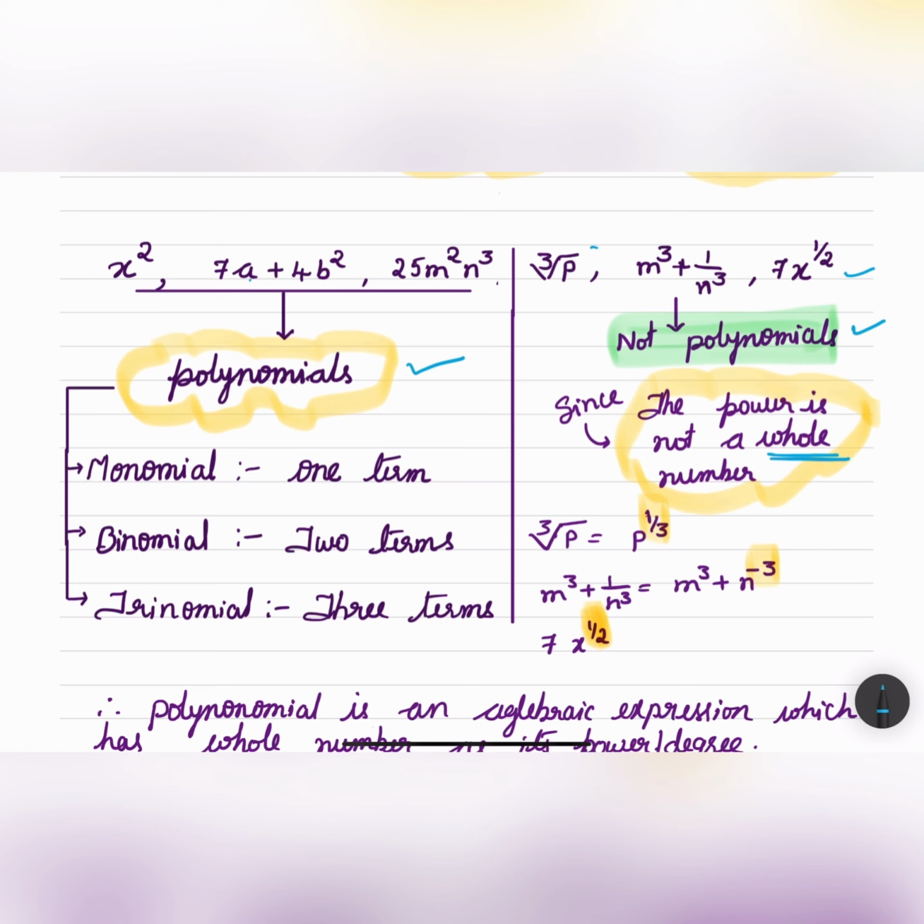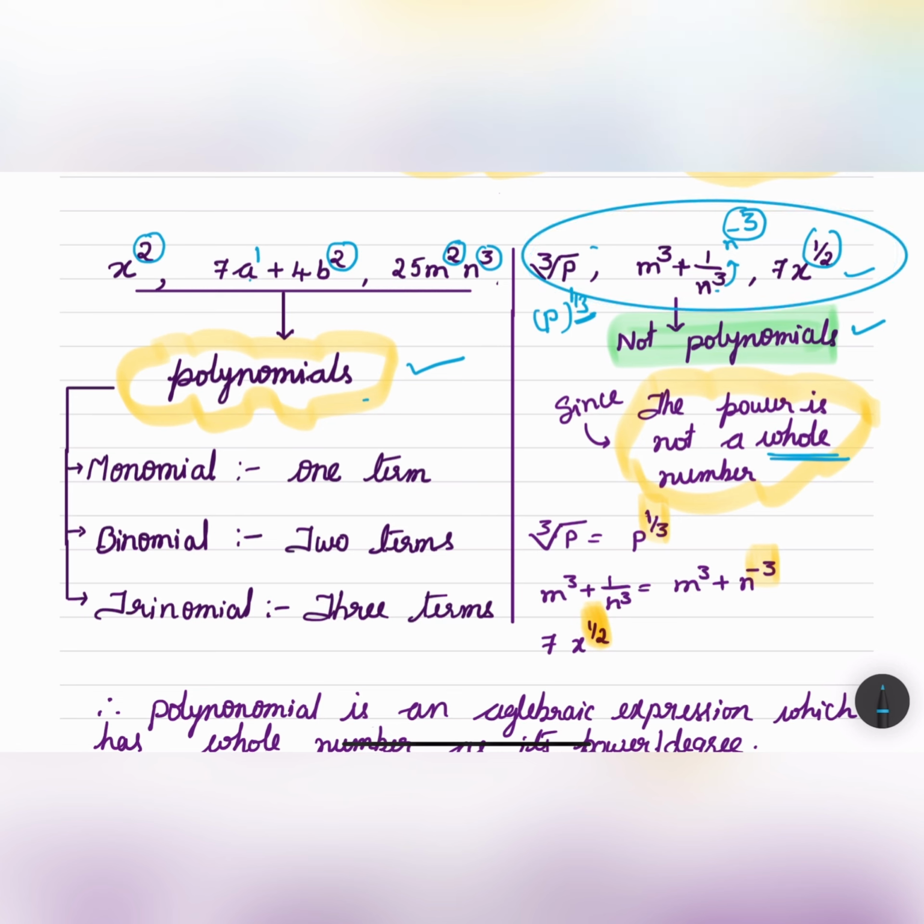In the polynomials, the powers are x to the power 2, b to the power 2, a to the power 1, m square, n cube. These are all whole numbers. But here the power is half, and here, if it goes to the numerator, it becomes n to the power minus 3. Minus 3 is not a whole number. This is p to the power 1 by 3, which is not a whole number. Therefore, these algebraic expressions are not polynomials.